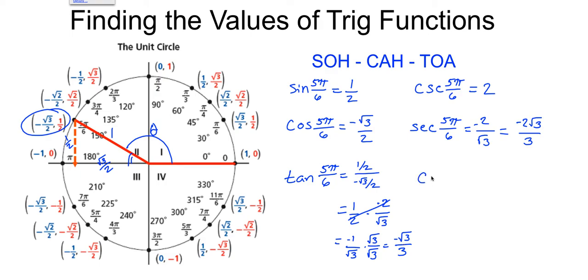Well, the cotangent of 5 pi over 6, again, is going to be the reciprocal of the tangent. The tangent was the sine over the cosine, so the cotangent must be the cosine over the sine. So that's going to end up being a negative root 3 over 2 divided by 1/2. And again, we're going to multiply by the reciprocal, negative root 3 over 2 times 2 over 1. The 2's cancel, and we're just going to get a negative root 3 over 1, or in other words, a negative root 3. So the cotangent of 5 pi over 6 just comes out to be a negative root 3.